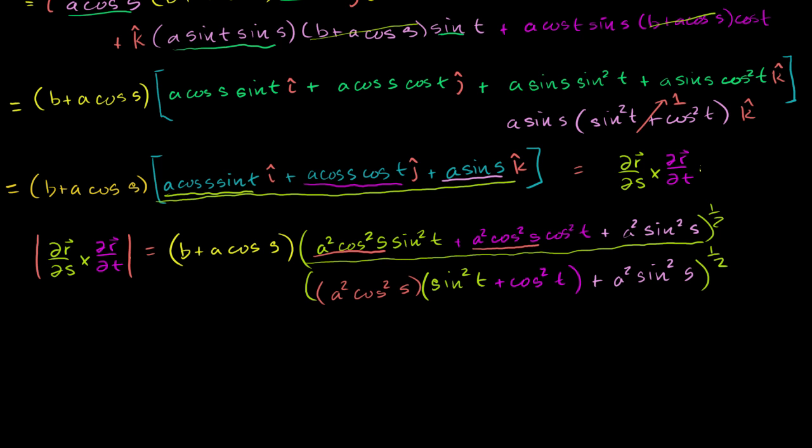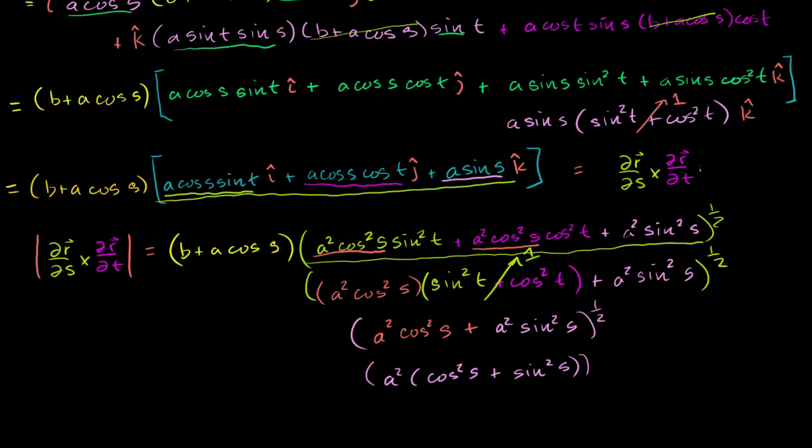Well, we have sine squared of t plus cosine squared of t. That's nice. That's equal to 1, the most basic of trig identities. So this expression right here simplifies to a squared cosine squared of s plus this over here, a squared sine squared of s. And then all of that to the 1/2 power. You might immediately recognize you can factor out an a squared. This is equal to a squared times cosine squared of s plus sine squared of s. And all of that to the 1/2 power.